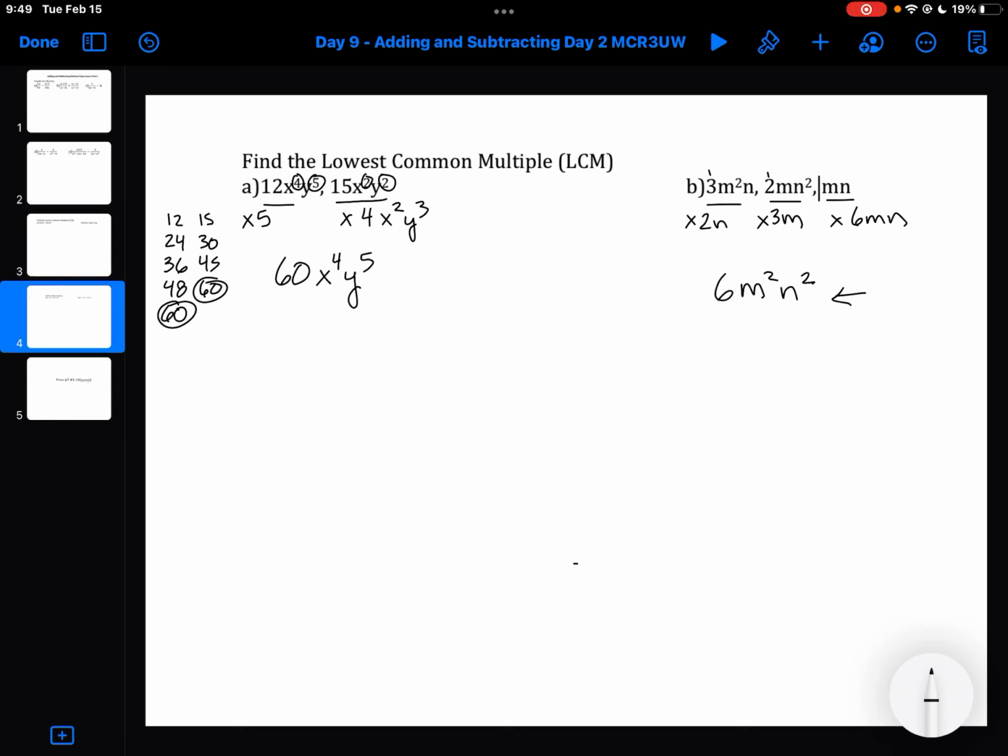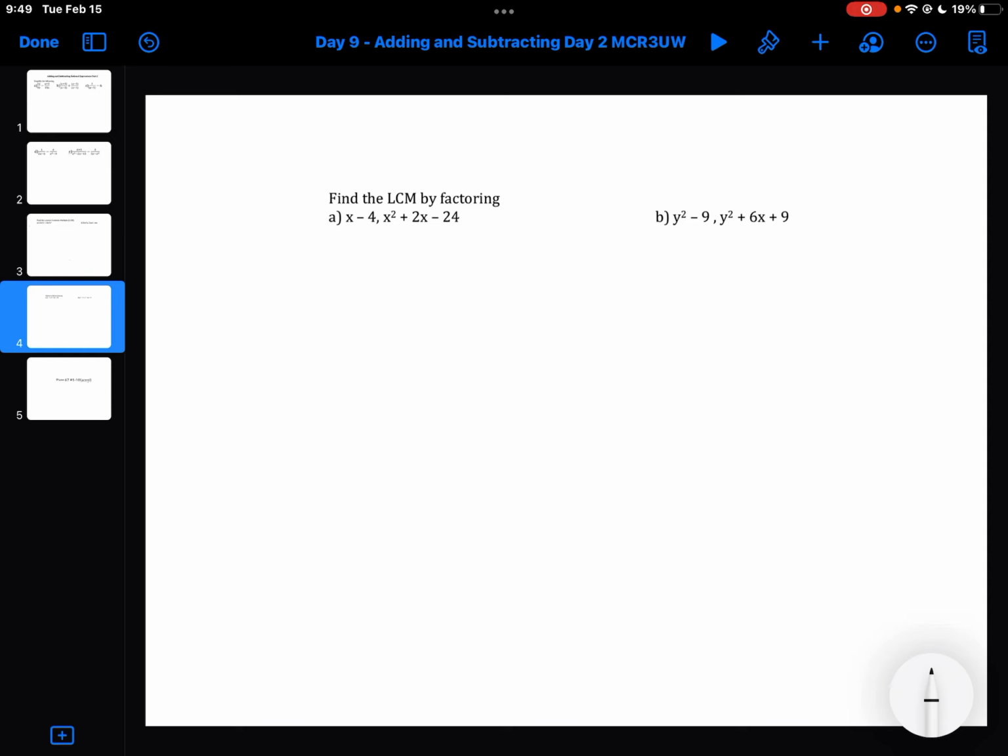In our second lowest common multiple example, we're going to look at expressions that have more than one term. So in order to find the lowest common multiple, the first thing that you need to do is factor. So here I've got x minus 4. I can't factor that anymore, but I can factor my second one as x plus 6, x minus 4.